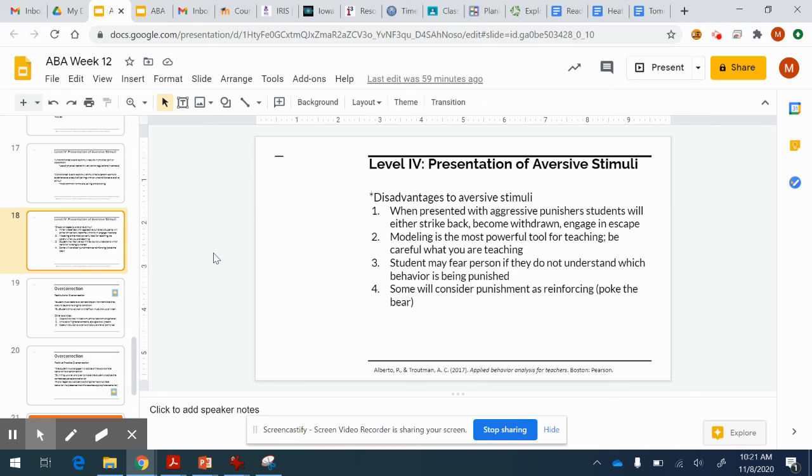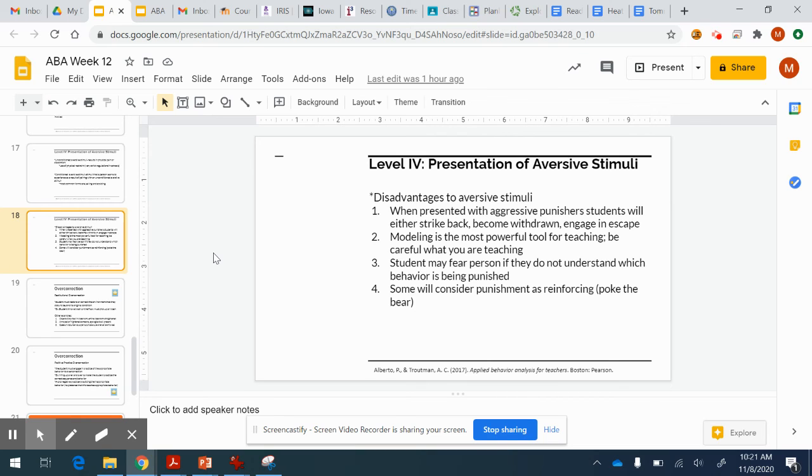Disadvantages to aversive stimuli. Most of these are pretty obvious. But when we present a student with an aggressive punisher, students have three choices. They will either strike back, become withdrawn, or engage in escape type behaviors. We know that modeling is the most powerful tool for teaching, so be careful what you are teaching.